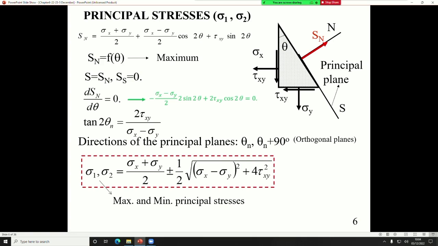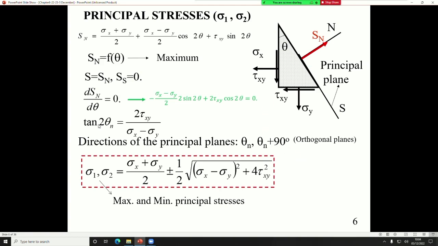But at any point, there are 2 orthogonal planes or 2 perpendicular planes which are only subject to normal stresses. They're called principal planes. The normals to them are called principal directions, and the stresses applied to them are called principal stresses. So we've got 2 of them at any point. It means we've got 2 planes which are only subject to normal stresses. Obviously, one of them is bigger than the other one, and that is called maximum principal stress.